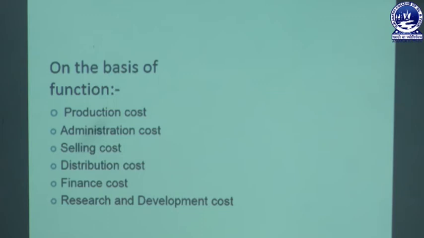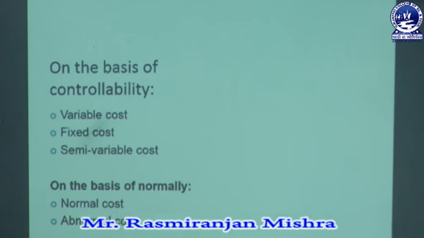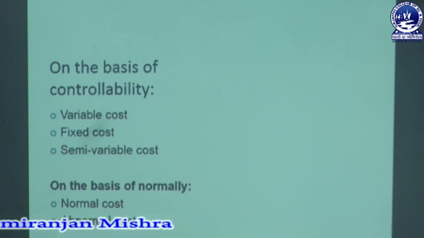Then research and development. In order to make the product more in demand in the market, and for renovation and improvement of the product, a certain amount of research and development cost is incurred for product renovation, product improvement and design. So that is called a research and development cost. Then on the basis of controllability, one is variable cost, second one is fixed cost, the third one is semi-variable cost.